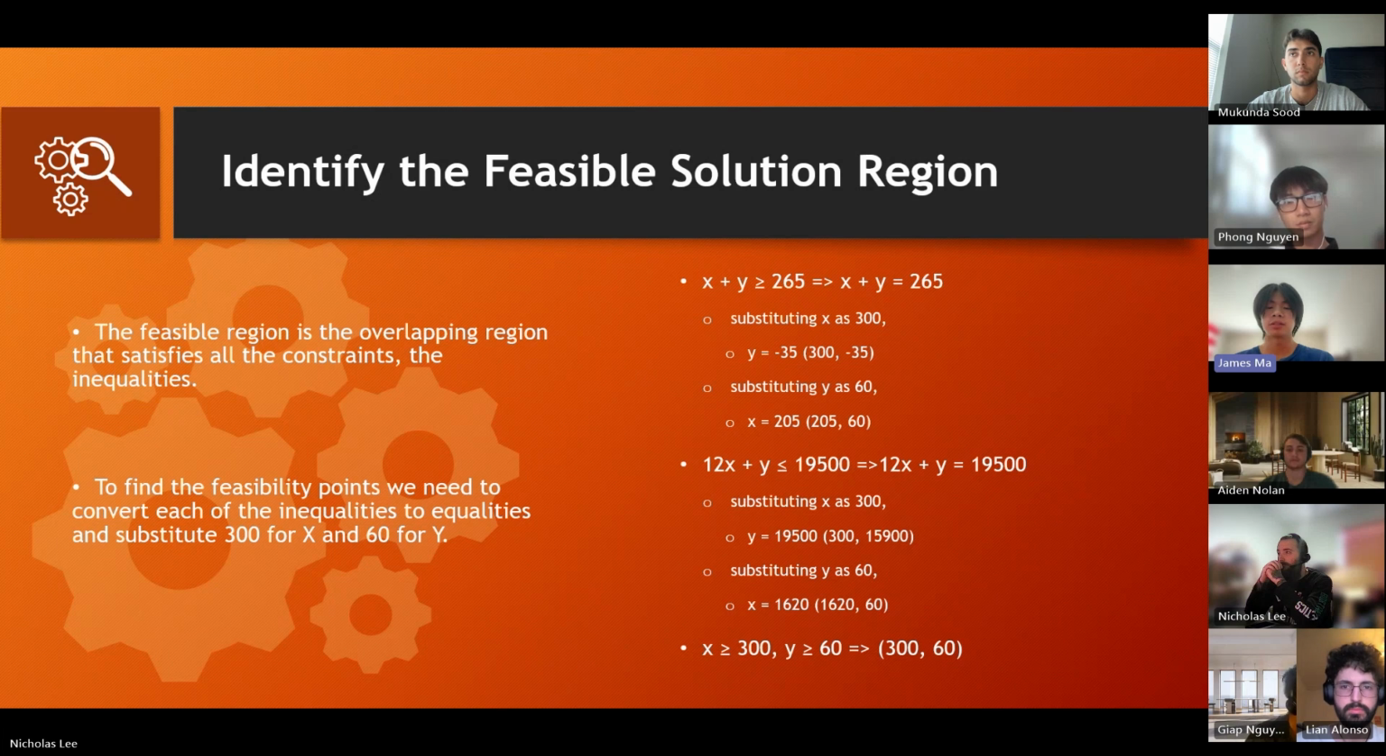And then when we substitute x as 300 into the 265 equation, we get 300 and negative 35. And then when we substitute y, we get 205 and 60. And then for the other equation, when we substitute, we get 300 and 15,900 and 1,620 and 60. And then for the final constraint, we get 360. And then at each of these vertices, we can plug it back into the z function.